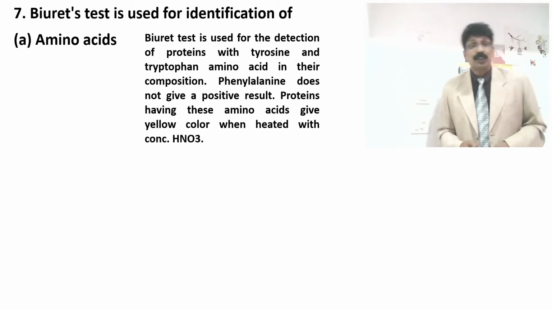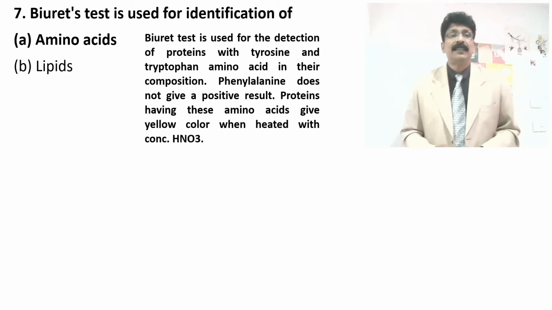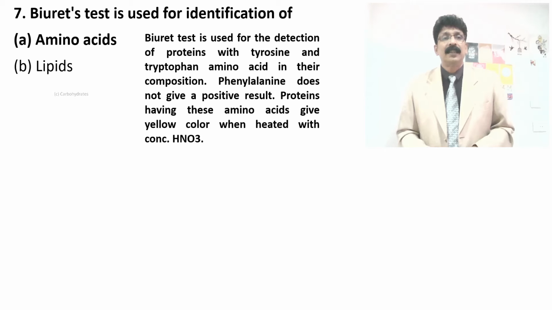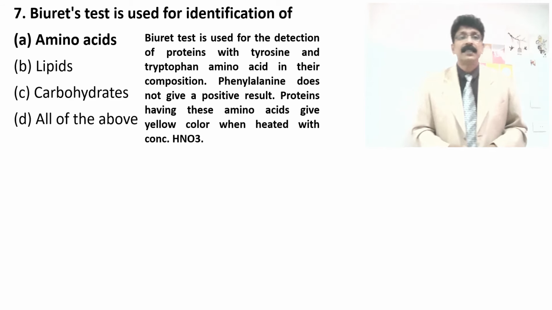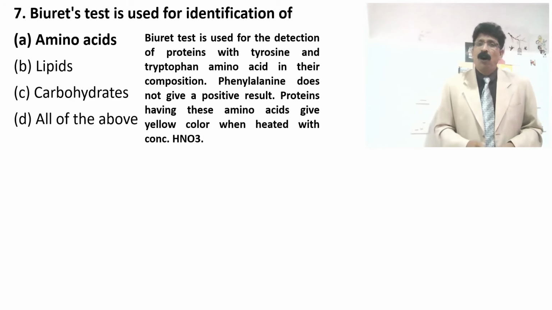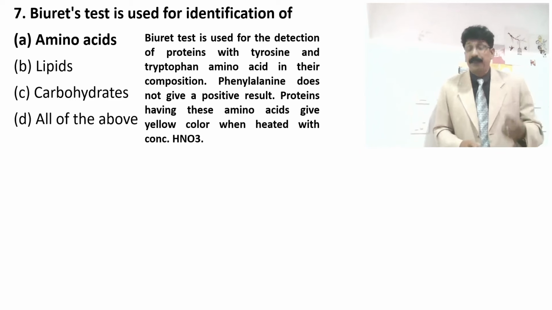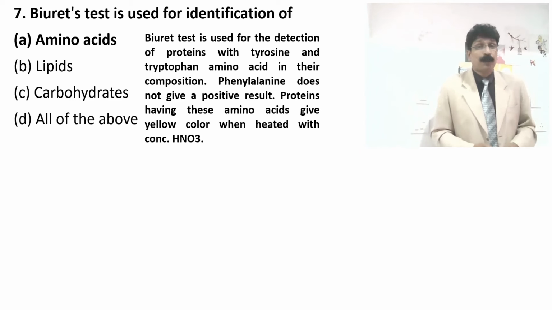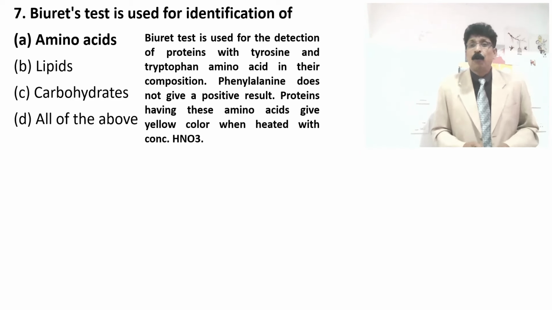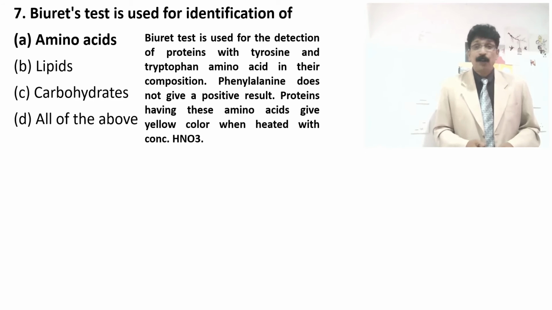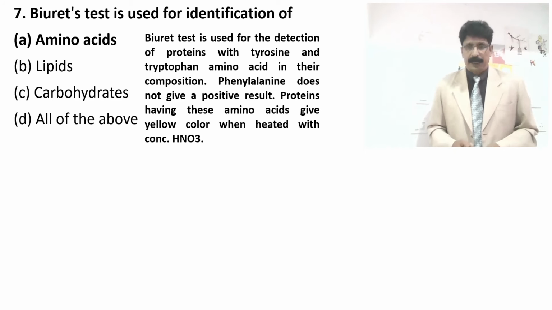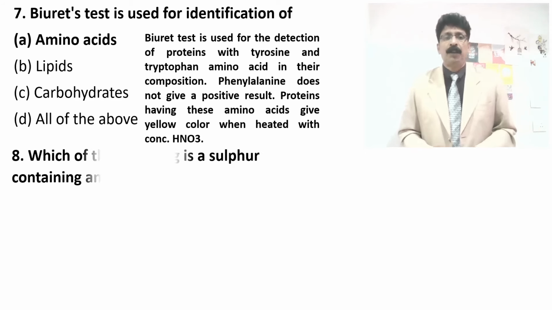So the choices they have given are amino acid, lipids, carbohydrates, and all of the above. If they had given protein, then we might have selected protein first, but they have not given protein, so we should select amino acid. Biuret test is not for lipids, biuret test is not for carbohydrate, so we can select amino acids.